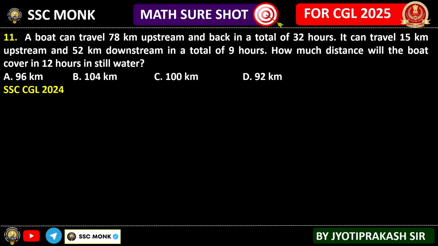Next, a boat can travel 78 km upstream and back in a total of 32 hours. It can travel 15 km upstream and 52 km downstream in a total of 9 hours. How much distance will the boat cover in 12 hours in still water? Now understand.